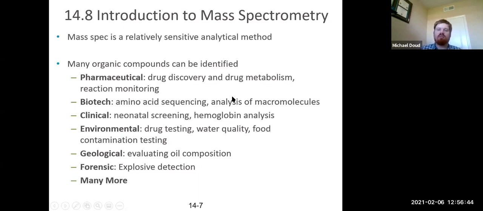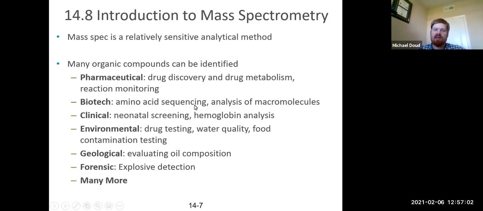Protein analysis using mass spectrometry is pretty complicated, but it's actually extremely useful to figure out the way the protein is oriented and how it's configured, how the different things work together. As well as in a clinical setting.